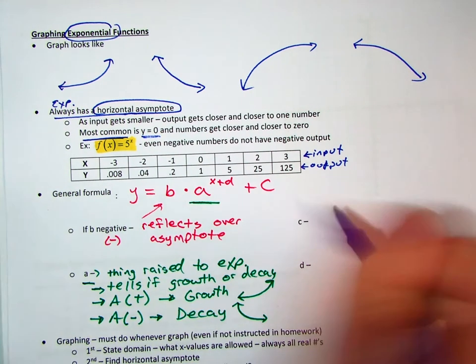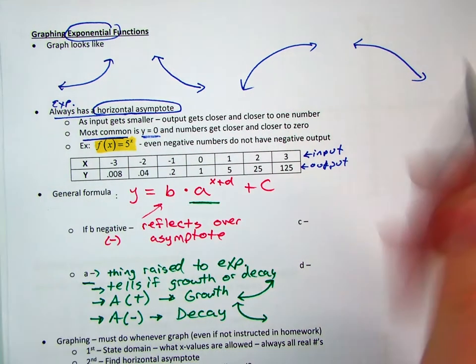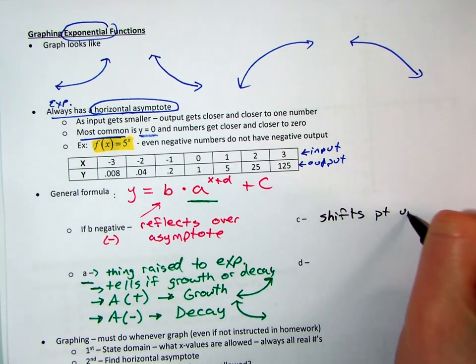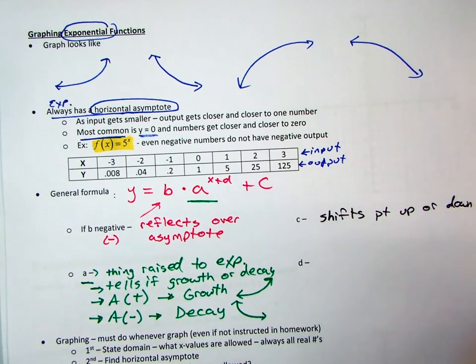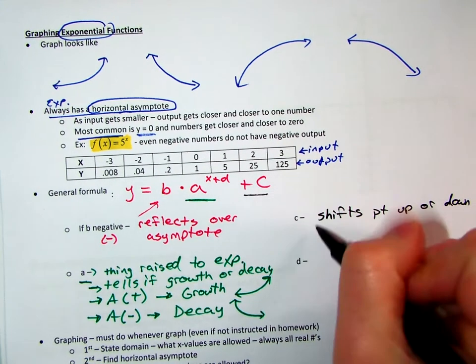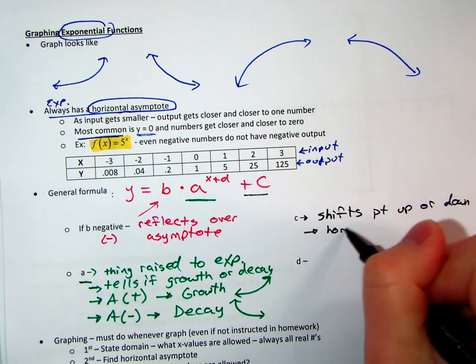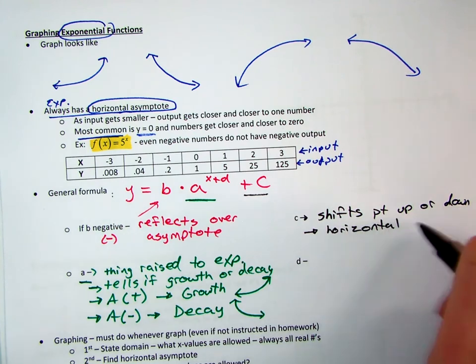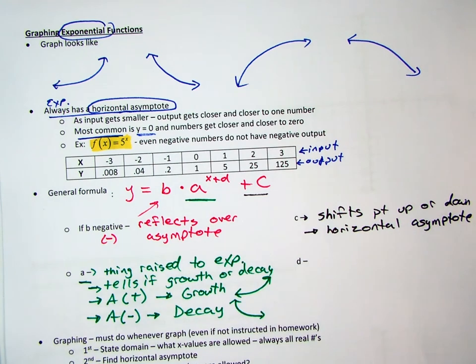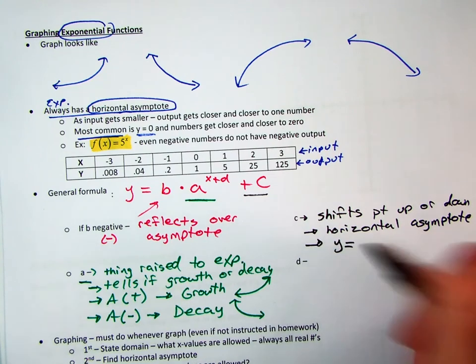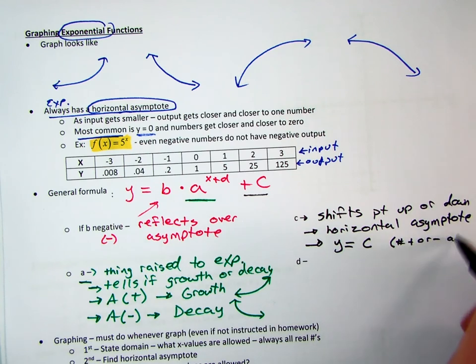C shifts the graph up or down. So this piece here shifts it, and to be honest, that is actually the horizontal asymptote. So my horizontal asymptote comes from what's added at the end, just like in the rational functions where the degree of the denominator is bigger. So y is equal to c. In other words, it's equal to the number added or subtracted at the end.